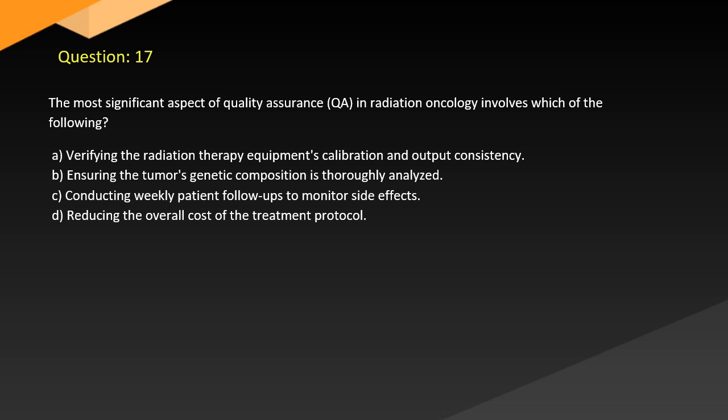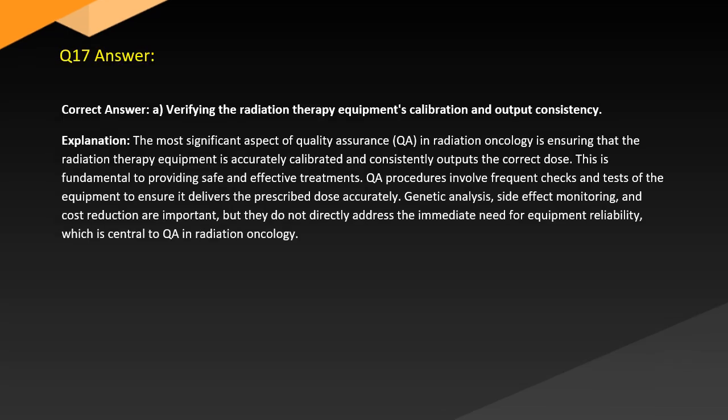Question 17. The most significant aspect of quality assurance in radiation oncology involves which of the following? A. Verifying the radiation therapy equipment's calibration and output consistency. B. Ensuring the tumor's genetic composition is thoroughly analyzed. C. Conducting weekly patient follow-ups to monitor side effects. D. Reducing the overall cost of the treatment protocol. Answer.